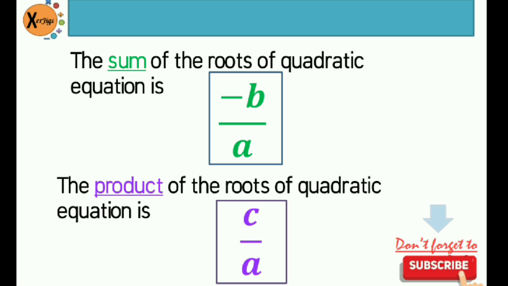So again, sum is negative b over a. Product is c over a. The reason why I want you to memorize this is because sooner or later, if your teacher lets you solve for the sum and product of the roots of a quadratic equation, I am positive that you can answer it by memorizing this formula, because this is just pure substitution once you have identified the values of your a, b, and c.